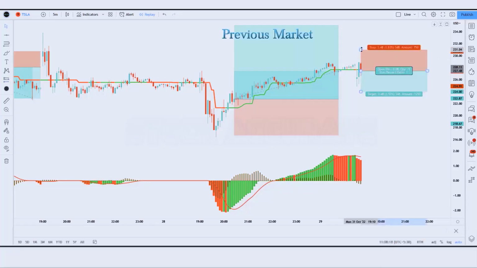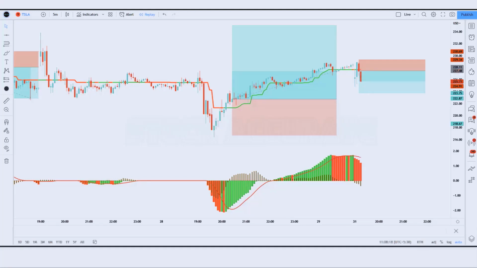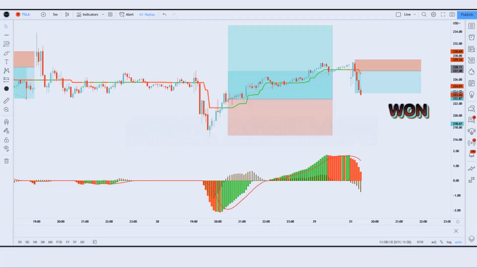Our stop loss will be placed at the high of the previous candle, and the risk to reward ratio will be 1:2. Let's see what happens to our trade. We have won the trade. Let's find the next trade.